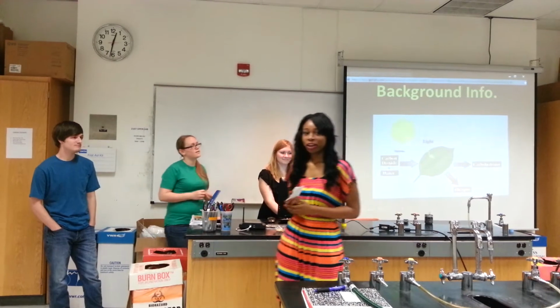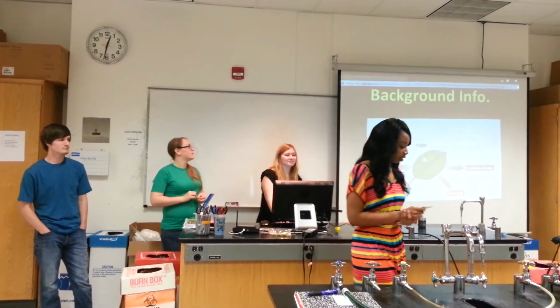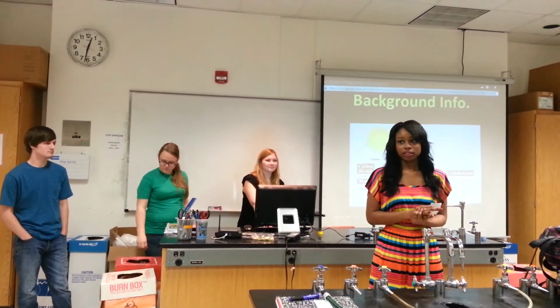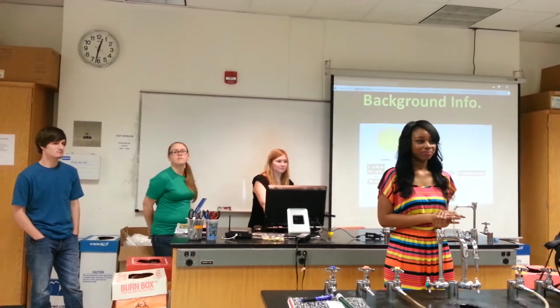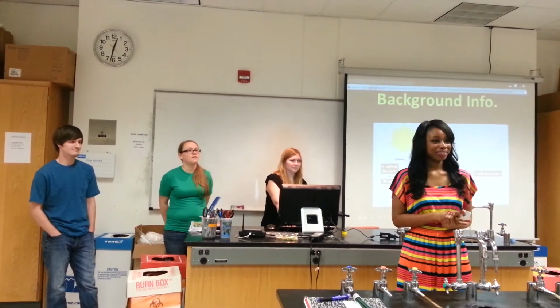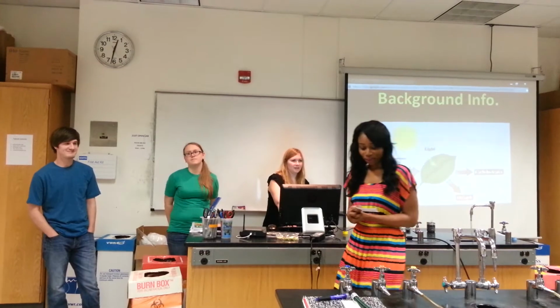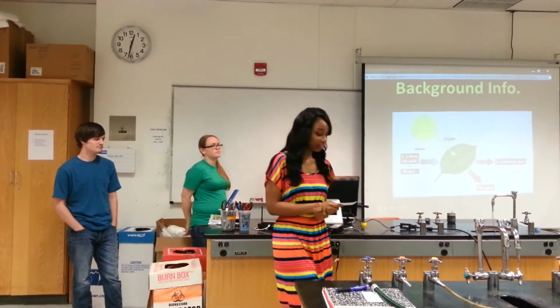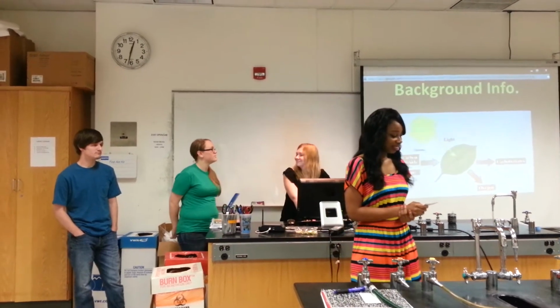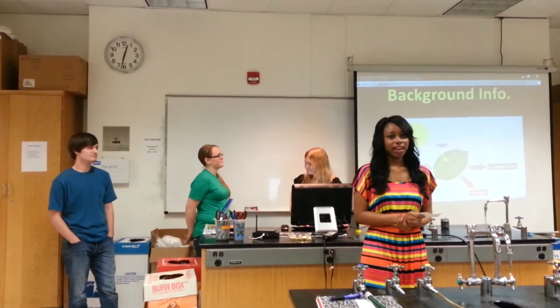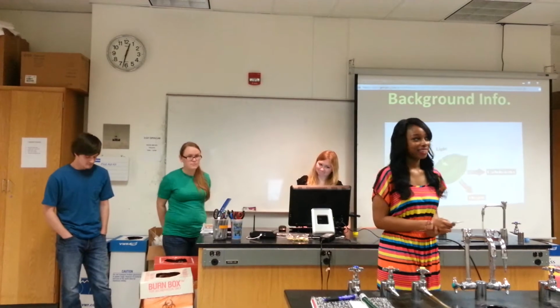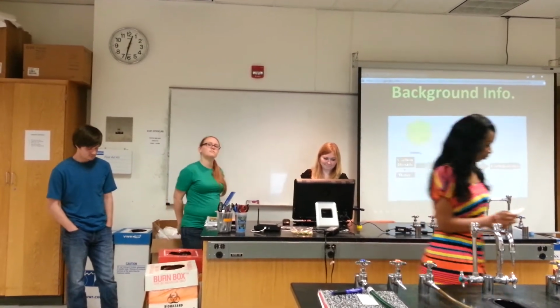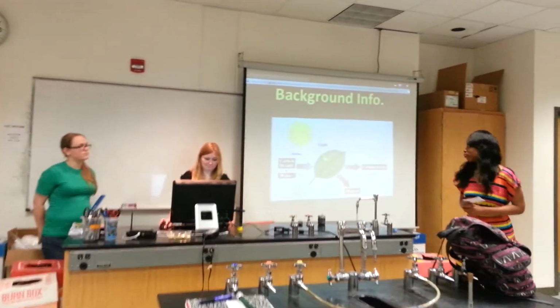Okay, so I'm just going to give you a little background information about photosynthesis. Can anyone tell me what photosynthesis is before I explain it? No one? Okay. So photosynthesis is the process where plants and other autotrophic organisms such as algae can convert light energy, usually from the sun, into chemical energy. And this is how they create food for themselves.